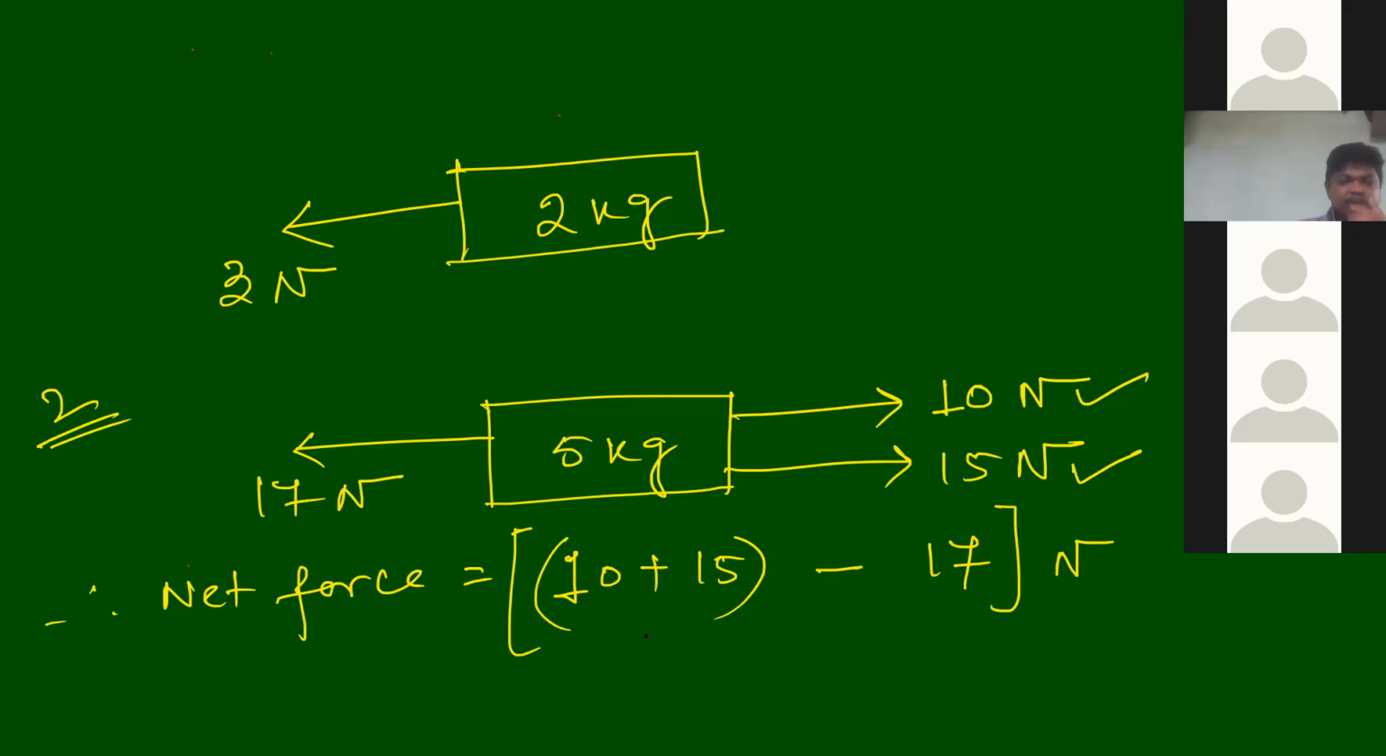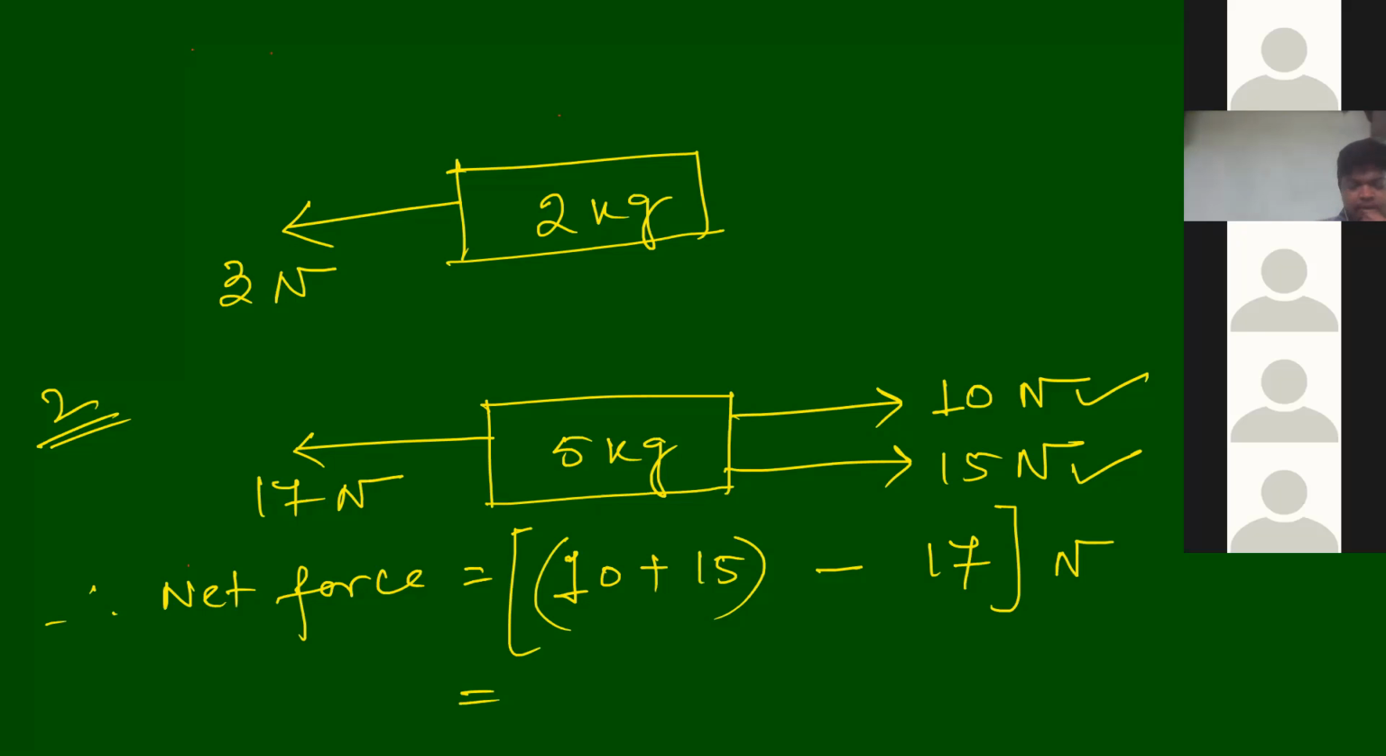Now, what should be the value after the calculation? There should be a question on your mind, why am I subtracting the two forces? Because their directions are opposite with respect to each other. 10 Newton and 15 Newton are both applied in the right direction, but the 17 Newton is applied in the left direction. As their directions are opposite, that's why I am subtracting the forces.